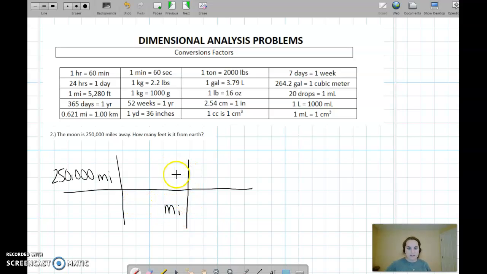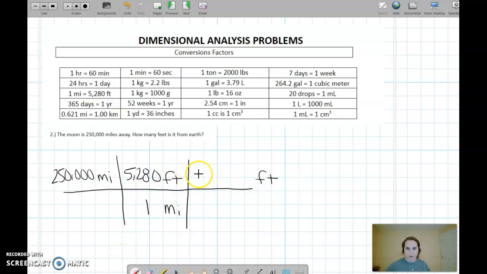And I know that I need to get feet right here. That's what I need to end with. So I have to look back up at my conversion chart and find something that has miles and feet. I see that right here: 1 mile is equal to 5,280 feet.